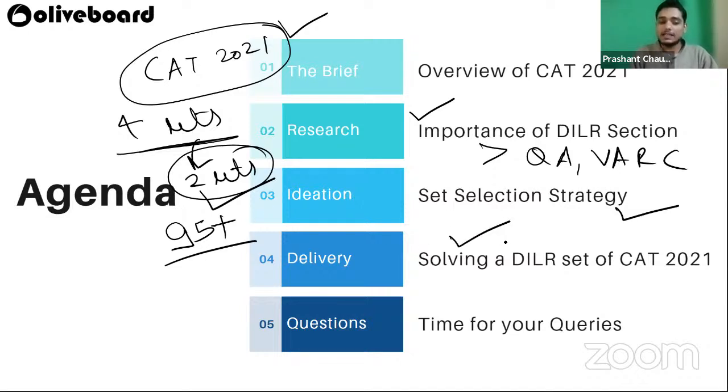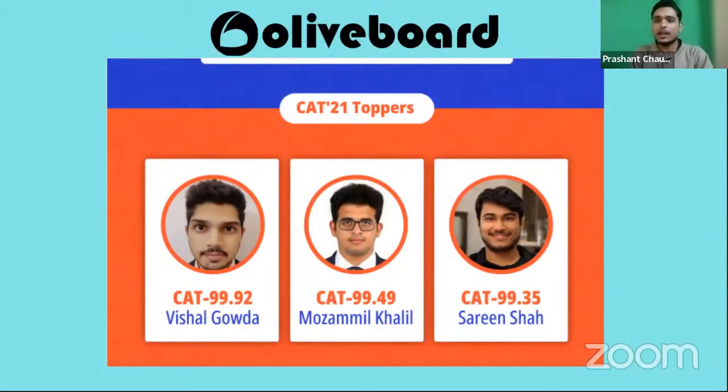the DILR sets that appeared in CAT 2020. And then at last we will cater to your queries. If you have any query in between the session, you can ask wherever you are.